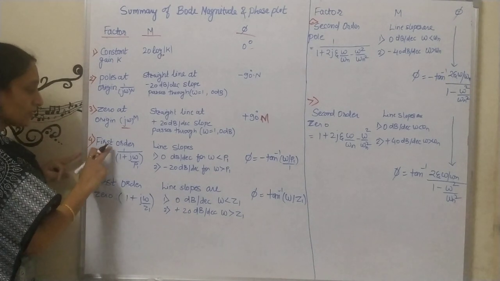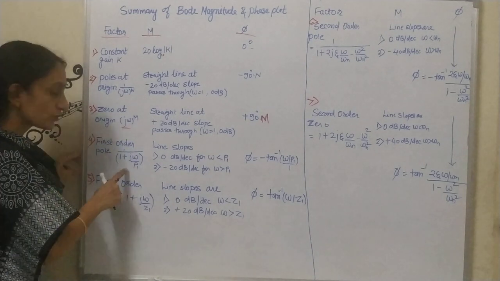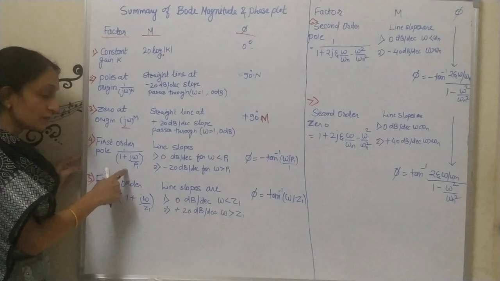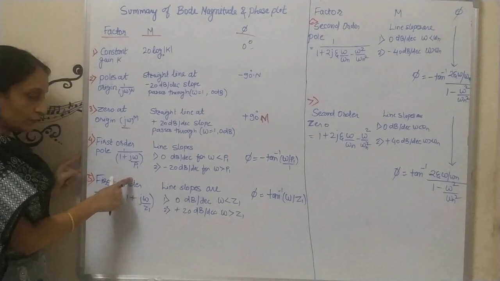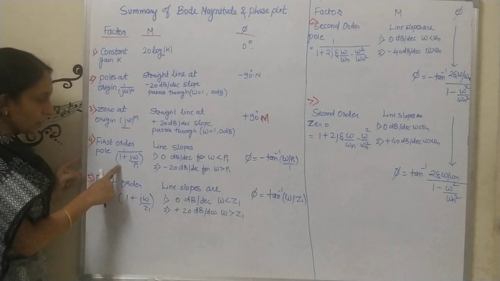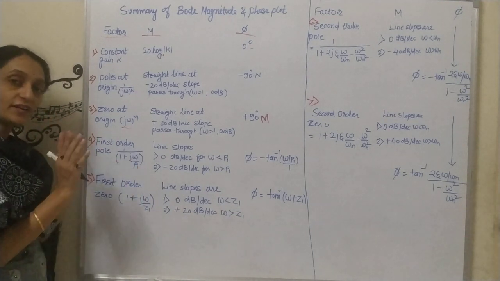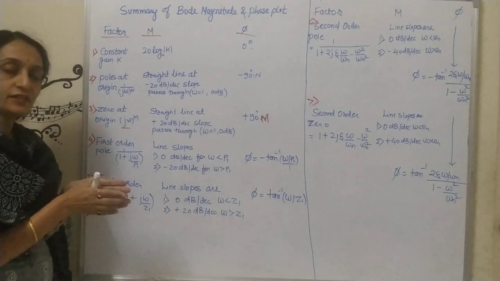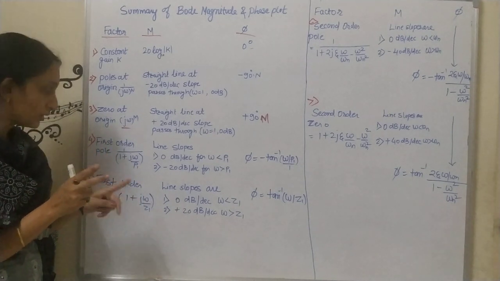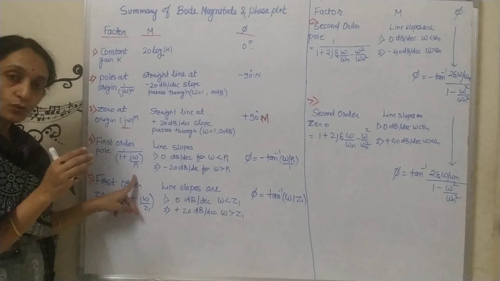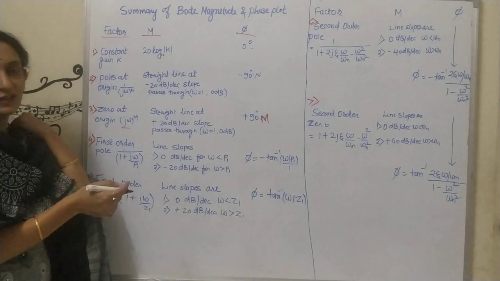So next, first order pole. This is a finite pole, just like the s plus a form in the denominator. Just imagine the s plus a form is there, which I have arranged in the standard transfer function form of the Bode plot: 1 plus j omega by P1. This is the first order pole. Now the line slope will be divided into two parts. Why will it be divided into two parts? Because this omega by P1 will have two cases, depending on the value of P1. For omega less than P1, your line slope will be different. For omega greater than P1, your line slope will be different.